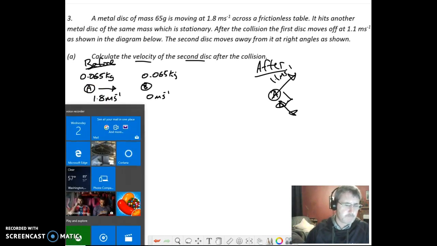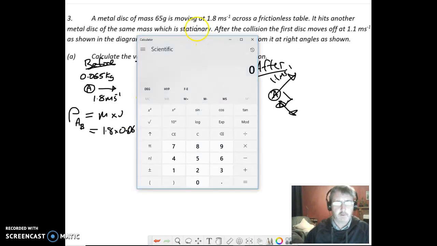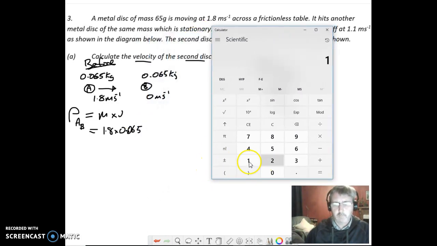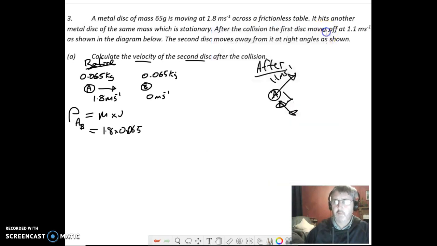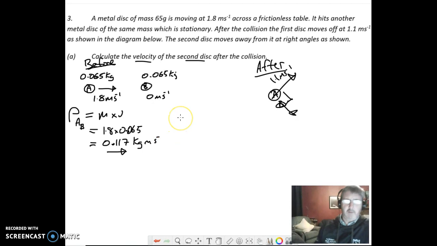Let's get this handy dandy calculator out. So 1.8 times 0.065 equals 0.117 kilograms meters per second. So this is the momentum of A for a start. It's moving in this direction at 0.117 kilograms meters per second.